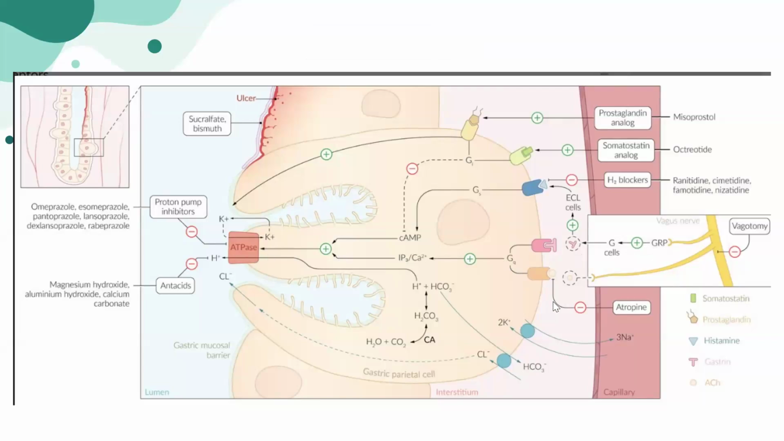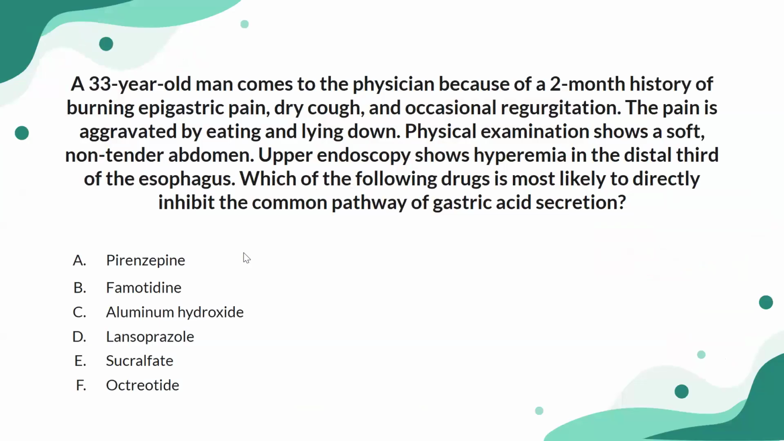All right. What else? That's pretty much it. If you were to have atropine, which is an anticholinergic, you could technically inhibit this, and atropine would also work to inhibit the ATPase.